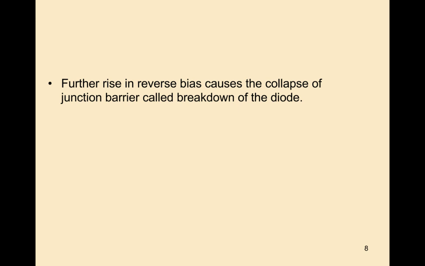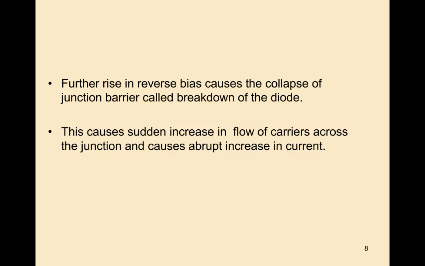Generally, we use the diode in forward biased condition only. For reverse bias operation, we use the Zener diode. Zener diode will be used only in reverse biased mode. So further rise in reverse bias causes the collapse of the junction barrier, called breakdown of the diode. This causes a sudden increase in the flow of carriers across the junction and causes an abrupt increase in the current.